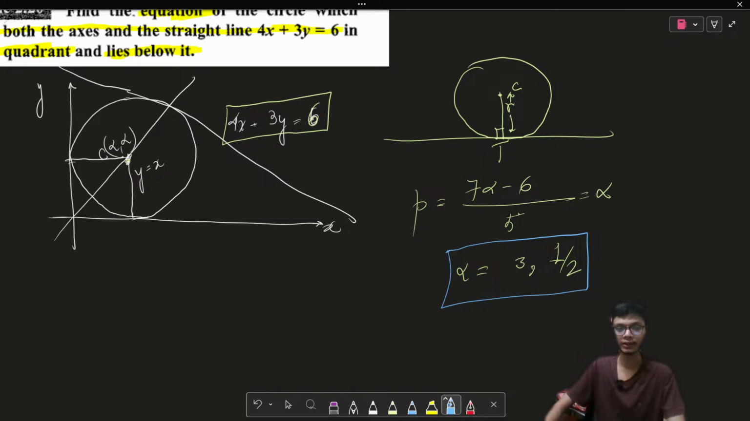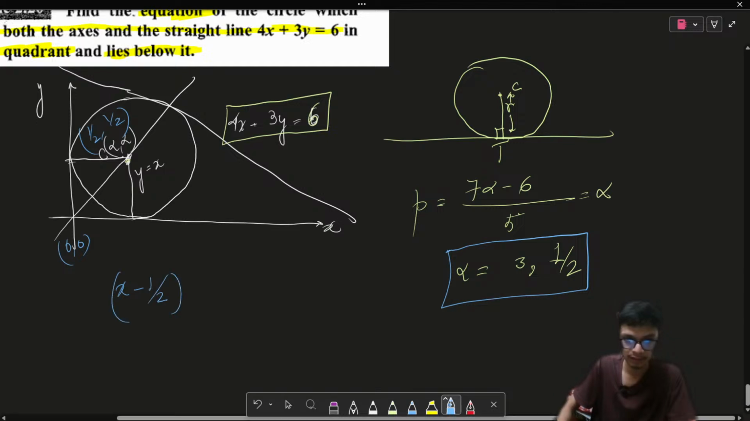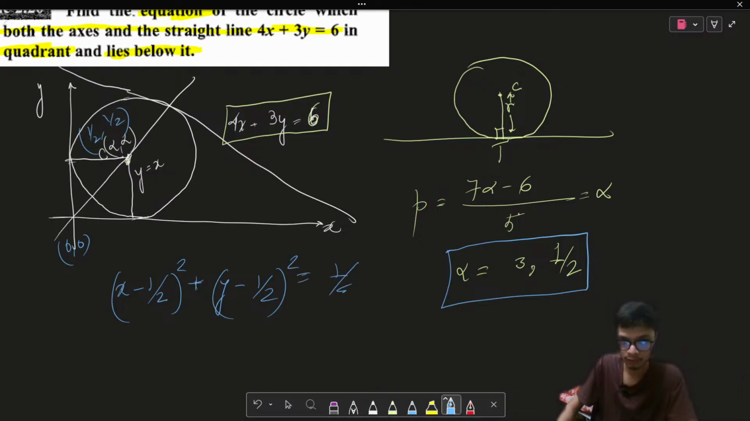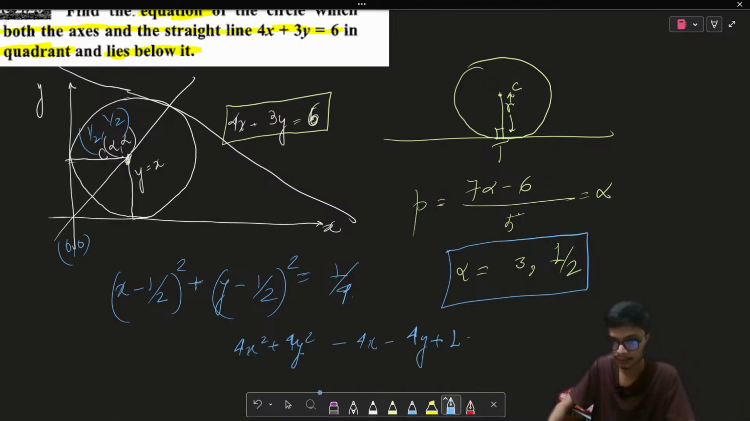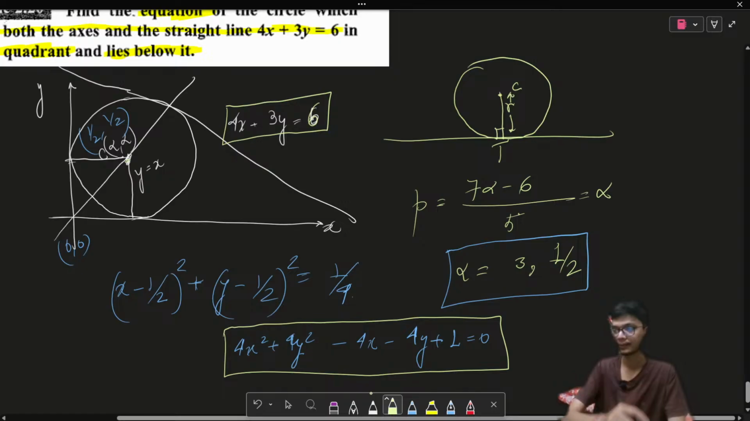But please make sure that your circle is lying below the straight line and is intersecting only in the first quadrant, right? So how am I going to decide that? So this is 0 comma 0, and if I take alpha as half, the center will be half comma half. Then the equation of the circle becomes x minus half whole square plus y minus half whole square is equal to 1 upon 4, right? If I expand it, 4x square plus 4y square minus 4x minus 4y plus 1 is equal to 0. So that is the equation of the circle.